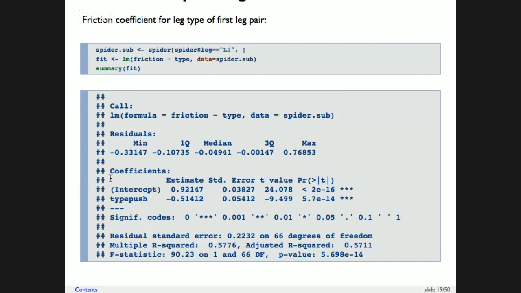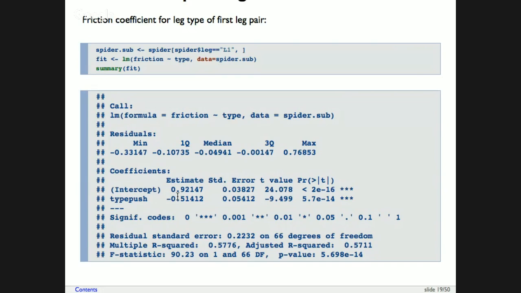What is x? It's the type variable of the function. Binary variable. Right, it's the dummy coding of that binary variable. So it has been coded so that if type is pull, it's a 0, and if type is push, then it's a 1. So our prediction for the friction coefficient will start with 0.92, and then if the type is push, we will subtract 0.51.